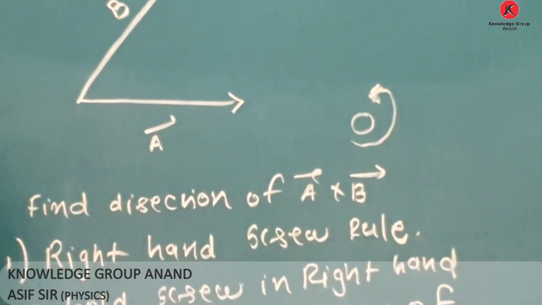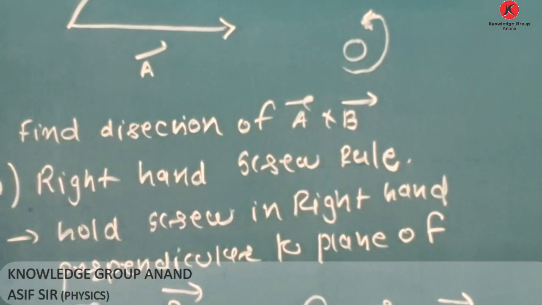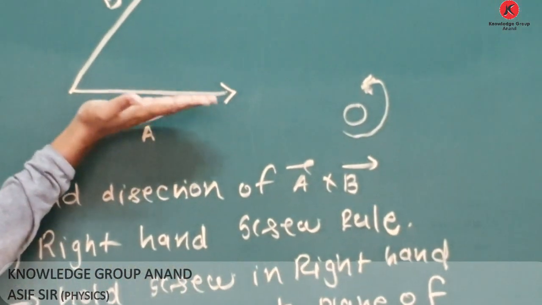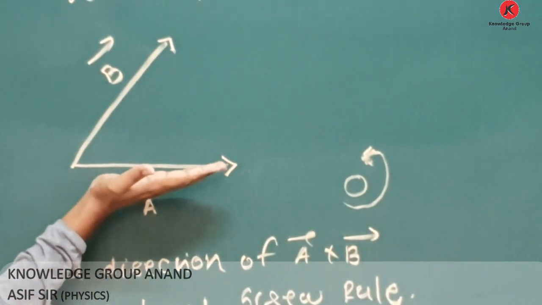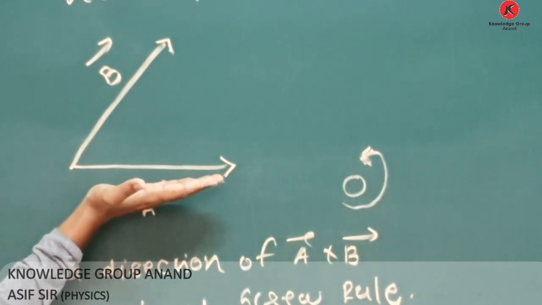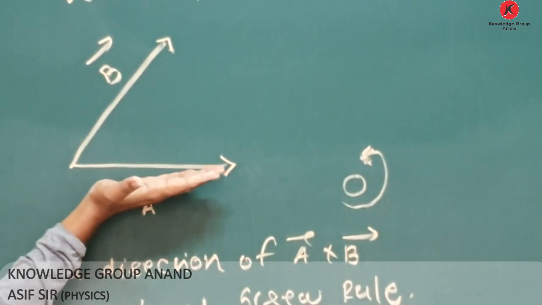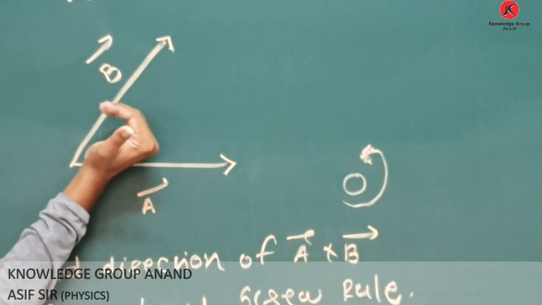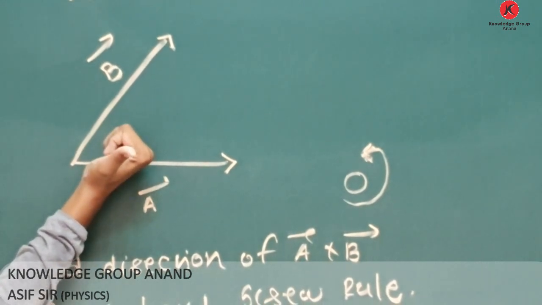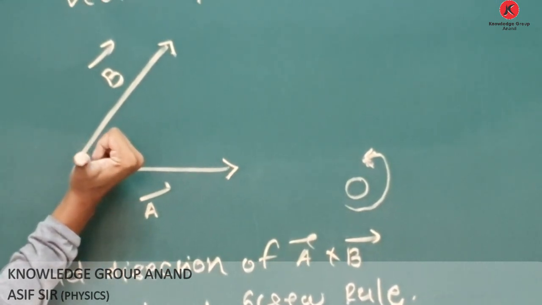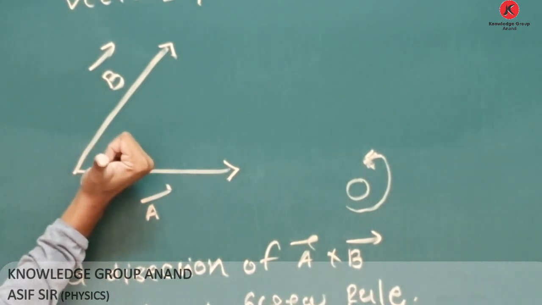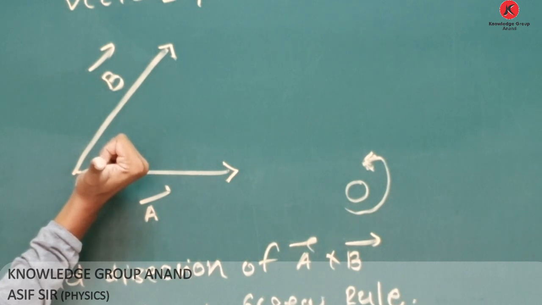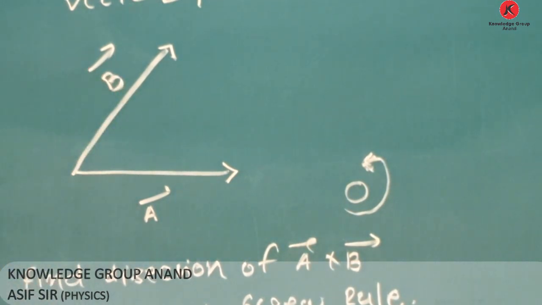Again, repeating. You have to find A cross B. Put your right hand in the direction of A. The other vector is B and it is in the upward direction, so wrap your fingers towards B. This thumb indicates the direction of the vector product. Right now this thumb is perpendicular to the board, coming outside. So yes, it is the direction of A cross B.